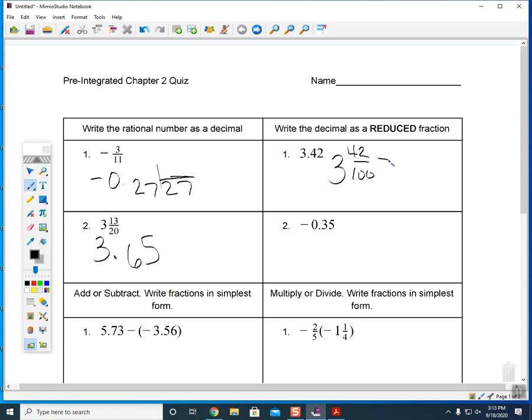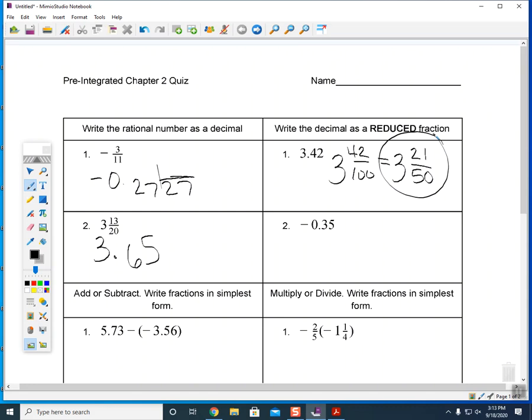It says that I need to do it as a reduced fraction. So I know that, well, it looks like 2 can go into both of them. 2 goes into 42, let's see, 21 times. 2 goes into 100, 50 times. 3 and 21/50ths is my reduced fraction.